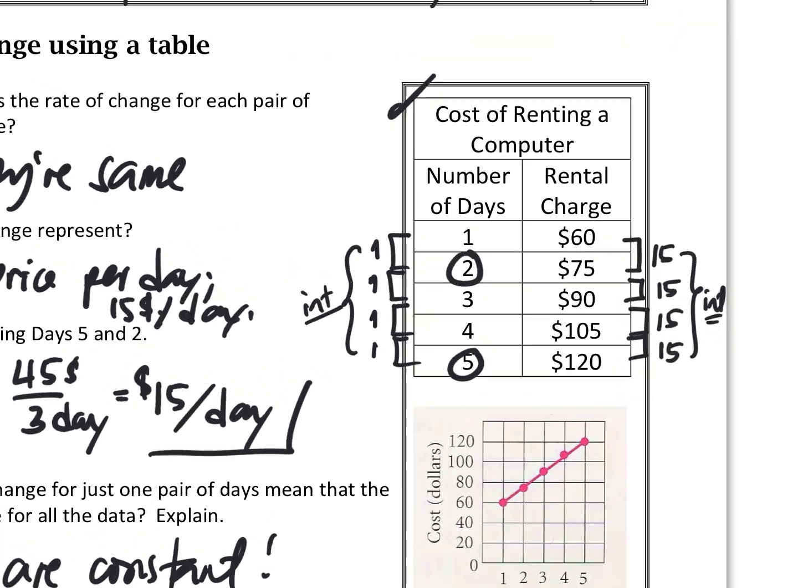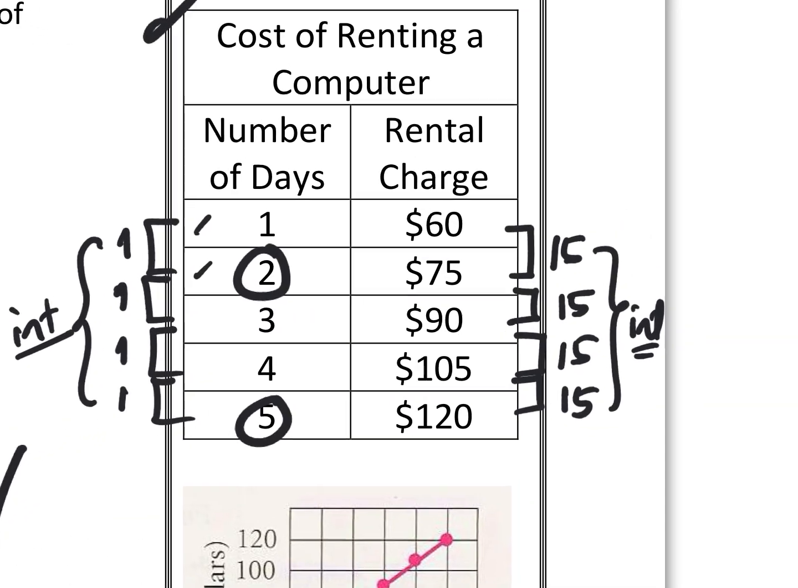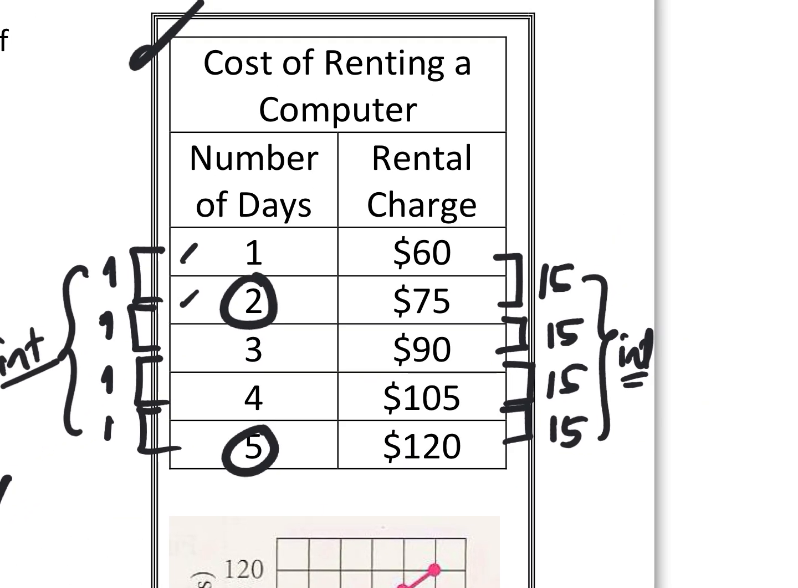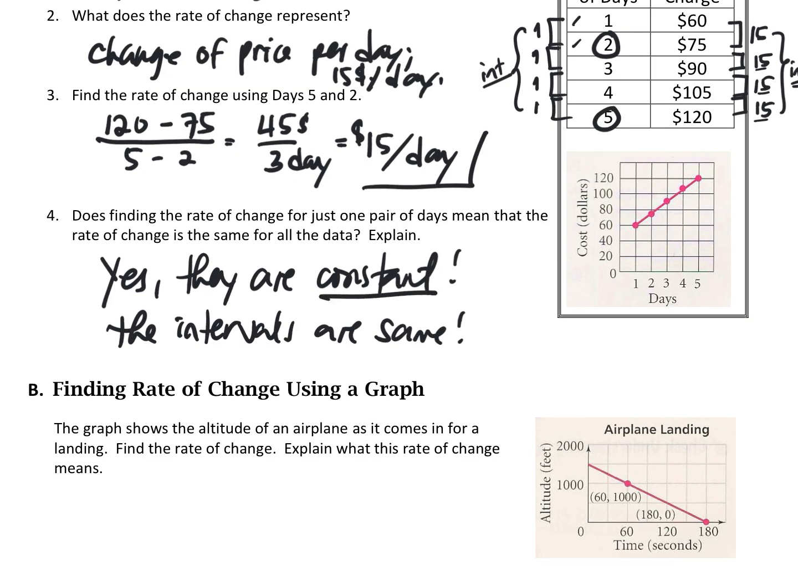So let's see. For example, if you look at the number of days, the difference from the second day to the first day is 2 minus 1, which is 1. And so on with 3 and 2, 4 and 3, and 5 and 4. Now, for the rental charge, if you subtract 60 from 75, that's going to give you 15. If you subtract 75 from 90, it's still 15. If you subtract 90 from 105, that's 15. And if you subtract 105 from 120, that's going to give you 15. So they are actually constant. Constant means they are the same. It's not changing in any way.